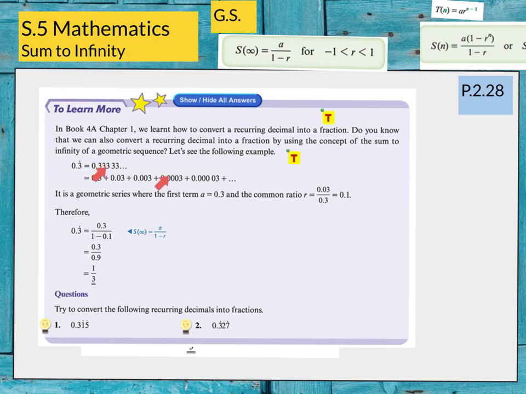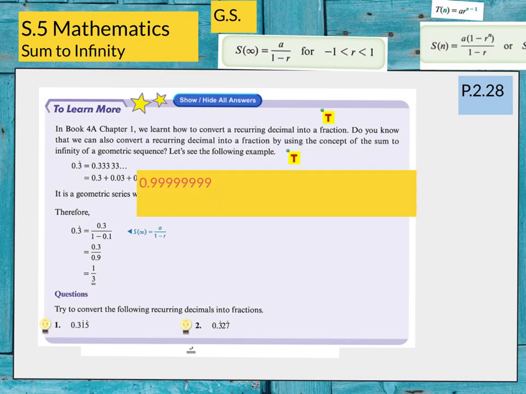0.003, and so on, and then we add without end. So it is a sum to infinity. This is the first term, and the common ratio is the second term divided by the first term, which gives 0.1. Put it into the sum to infinity formula with the first term and common ratio, and you get 0.3 with a dot equals 1/3.